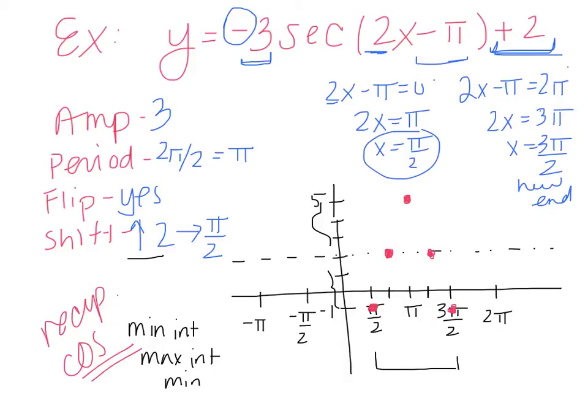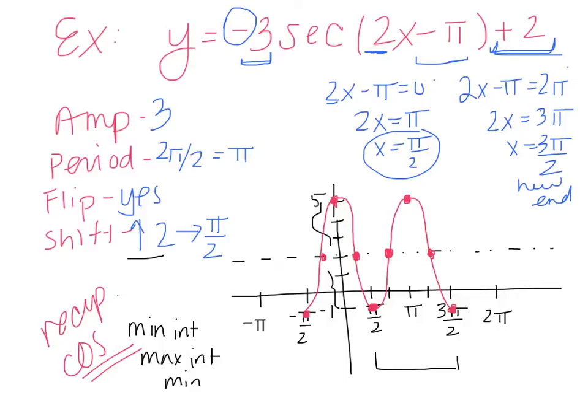If I do another cycle between pi halves and negative pi halves, I'm going to have an intercept at pi fourths, a maximum at 0, an intercept at negative pi fourths, and a minimum at negative pi halves. And I'm going to connect these curves here. Okay, so that is the graph of negative cosine, with an amplitude of 3, a vertical shift of 2, a horizontal shift of pi halves, and a period of pi.